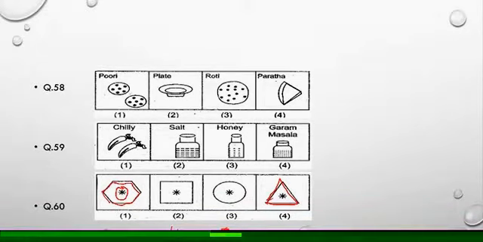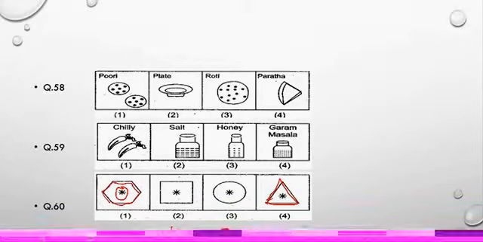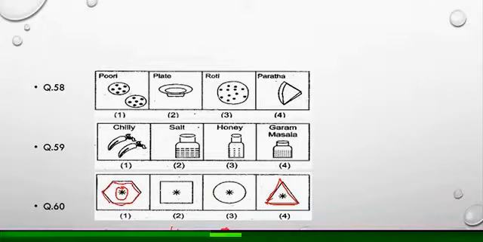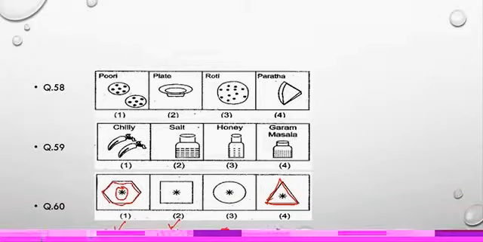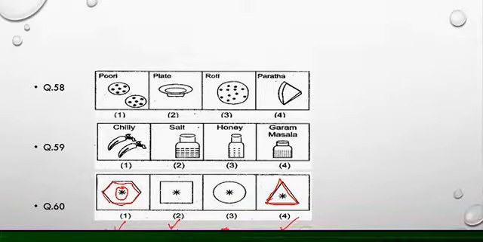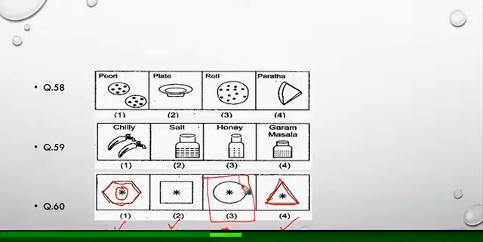So option 3 is a different figure because there is no straight line used in making a circle, whereas there are 6 lines in case of problem figure 1, 4 lines in case of problem figure 2, and 3 lines in case of problem figure 3. So option 3 is standing out as an odd man out, and our answer to question number 60 is 3.